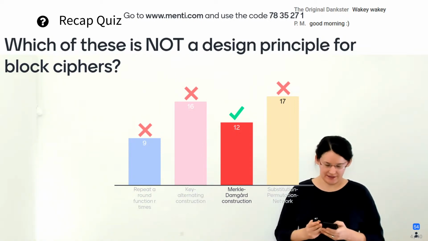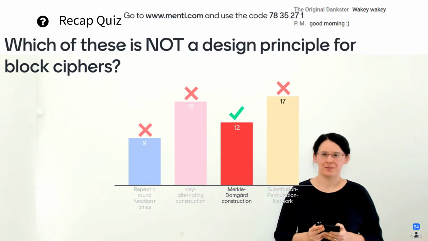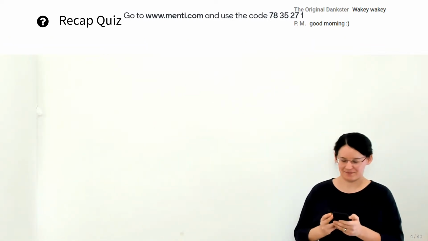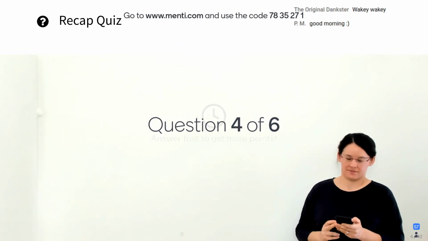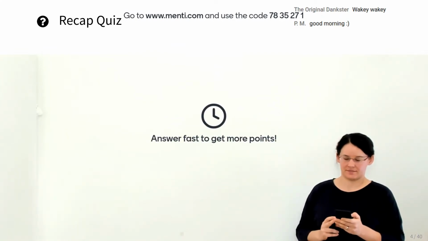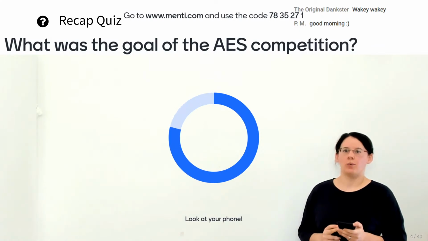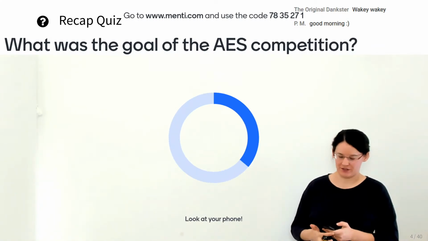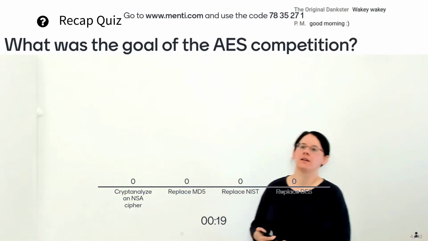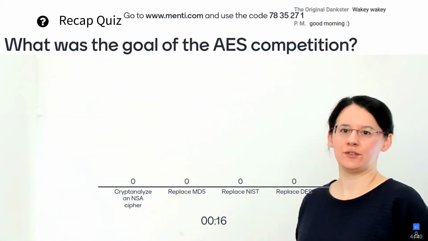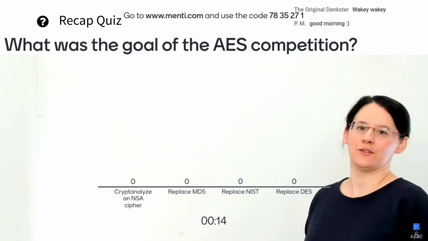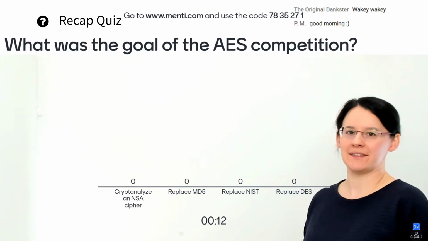Okay, let's head on. Let's hope the rest works a bit better. So, what was the goal of the AES competition? Was it to cryptanalyze an NSA cipher, to replace MD5, to replace NIST, or to replace DES?